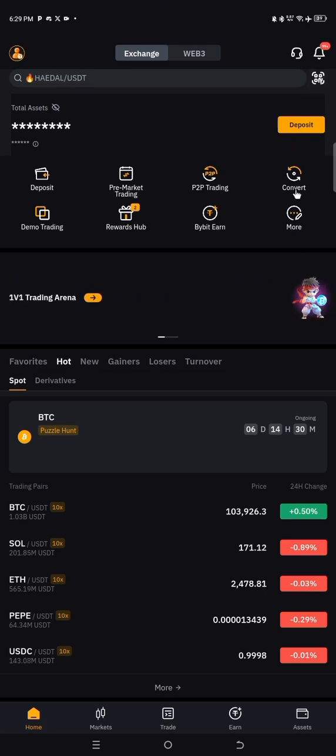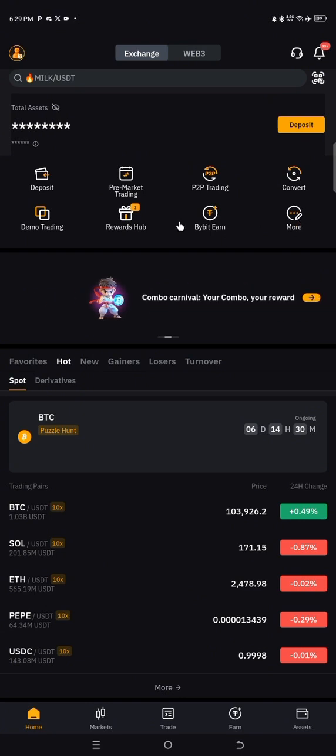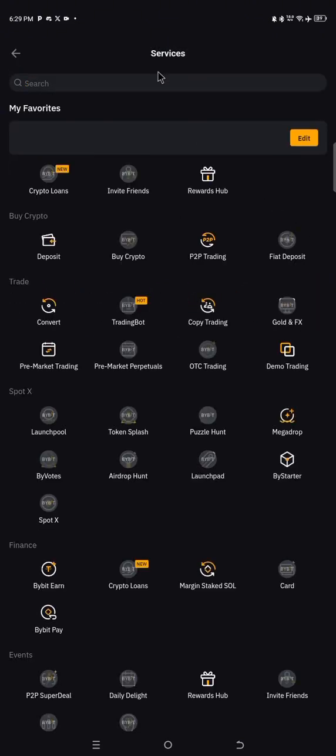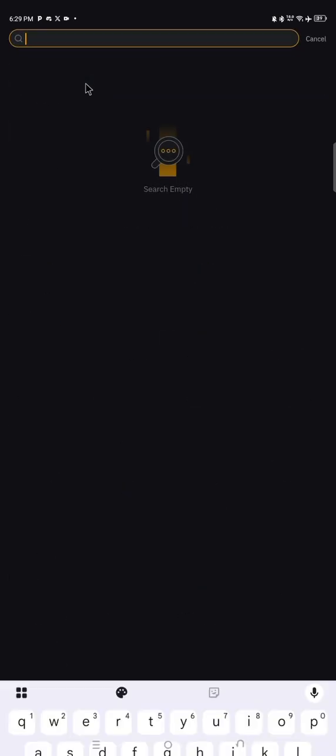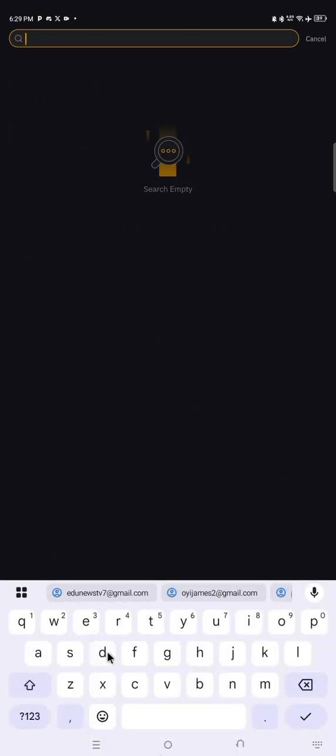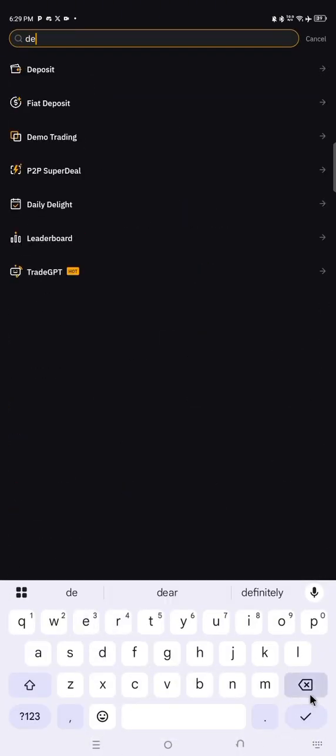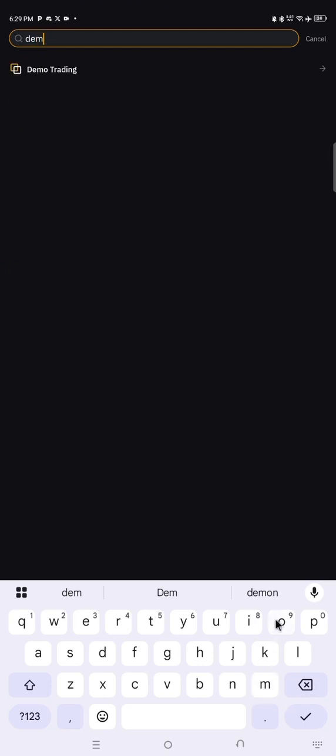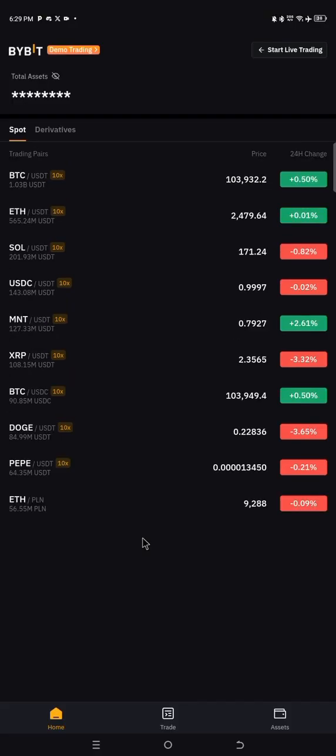When you open your Bybit exchange, you see this More here. You open More, and at the search bar, type demo. You can see demo trading. Now I've switched the account from the real account to the demo account. So let me explain this to you guys.